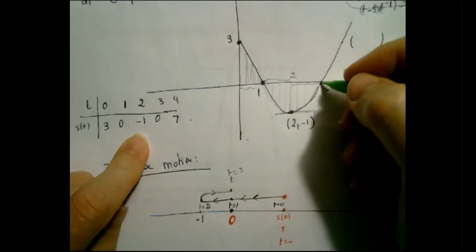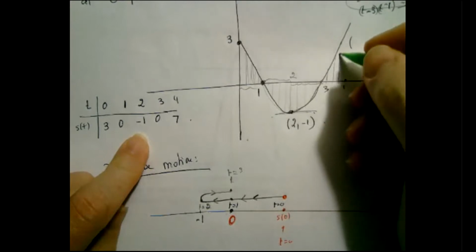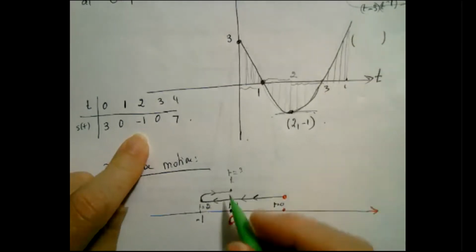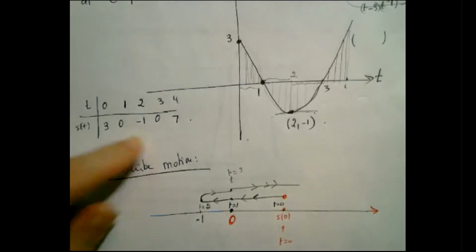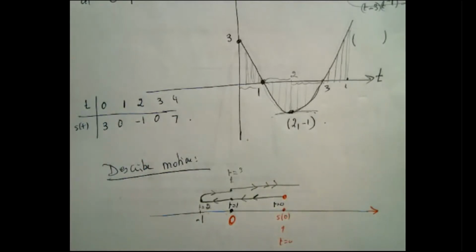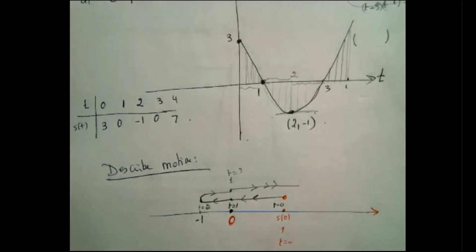Now it's moving to the right. Now the object is moving to the right. And after that, it's moving away from its reference point. So the object then takes off and keeps moving this way. So that's really from the position function. That's the motion of the particle at hand.